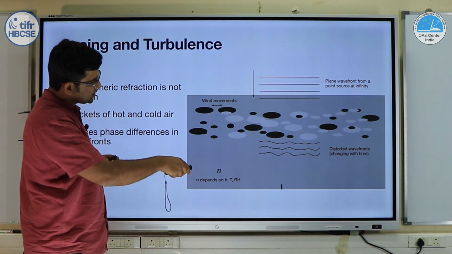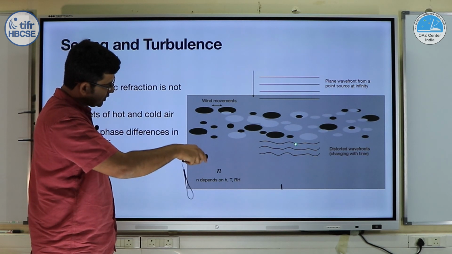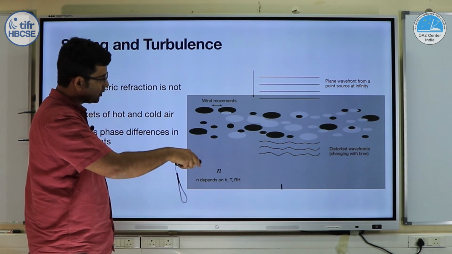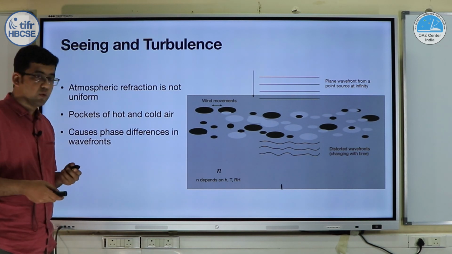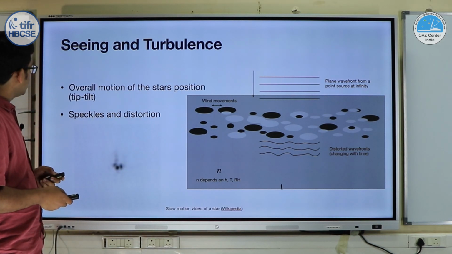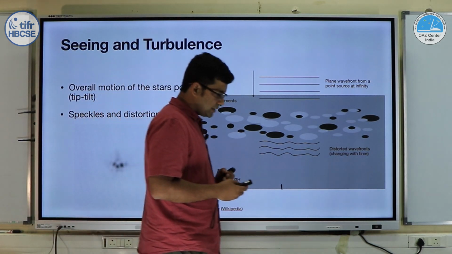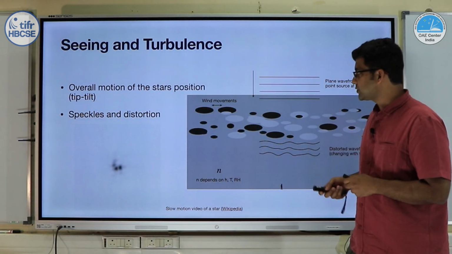Now, whenever the wavefront changes, the rays of light which are corresponding to these wavefronts, which are perpendicular to the local wavefronts, are going to move in different directions. What does that do? It causes movements in the positions and the shapes of stars. So, this is a slow motion image of a star taken from a telescope, and you can see that instead of appearing like a very sharp point like disc, you can see the pattern slowly change.